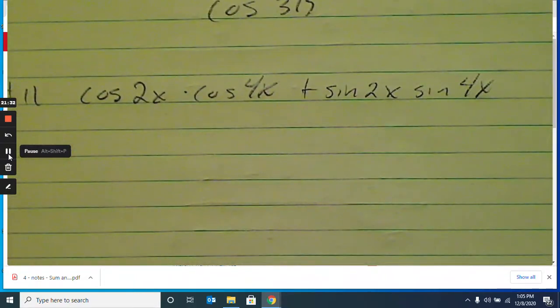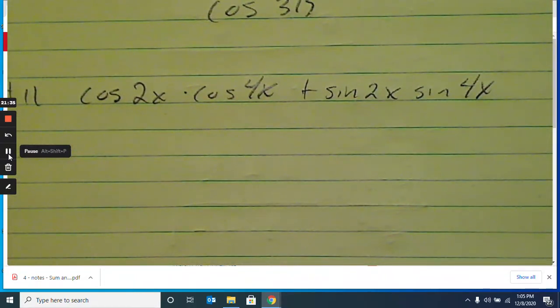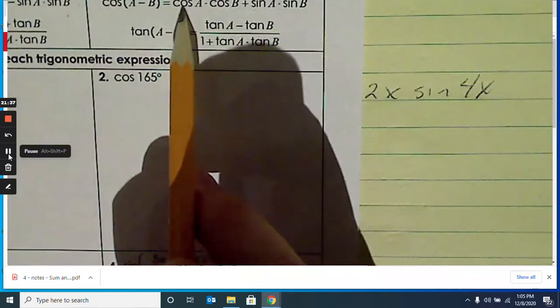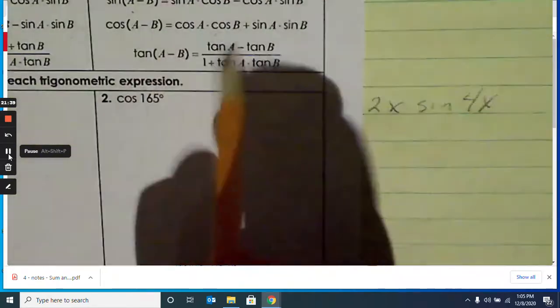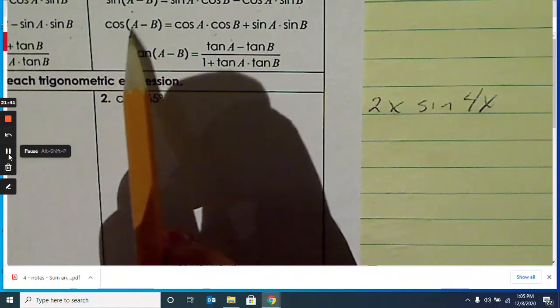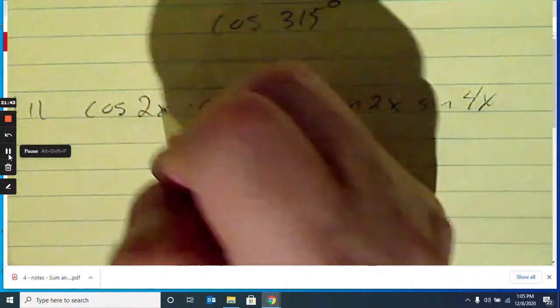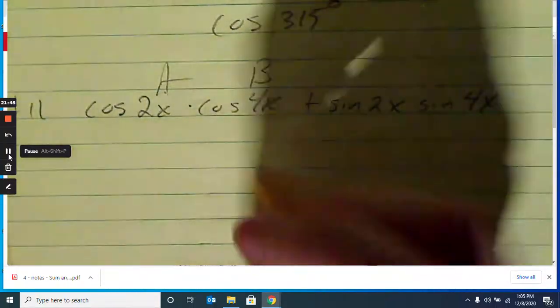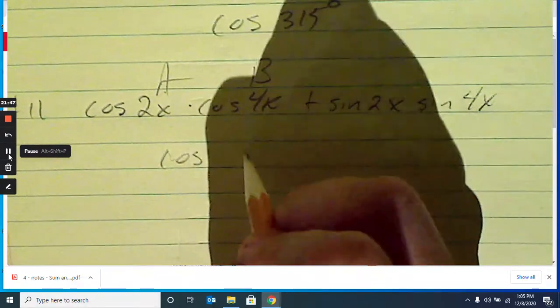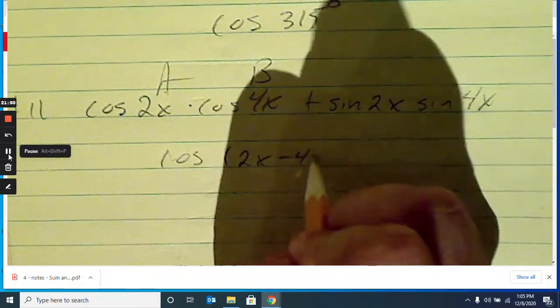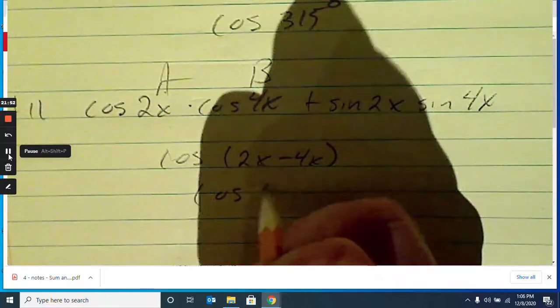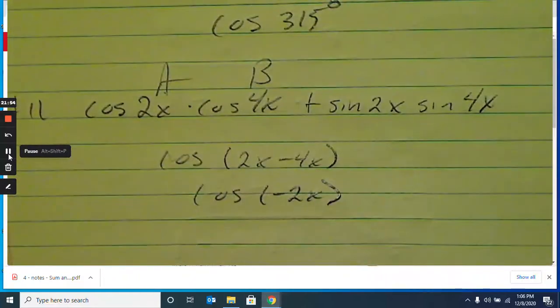Again, I use the same formulas. In this case, it's cosine, cosine plus sine, sine. So cosine, cosine plus sine, sine is cosine of A minus B. So this is A and this is B. So it's the cosine of 2x minus 4x, so it becomes cosine of negative 2x. That's all you're really doing on condensations. It's just working backwards.